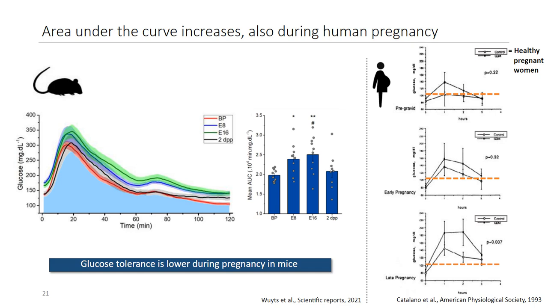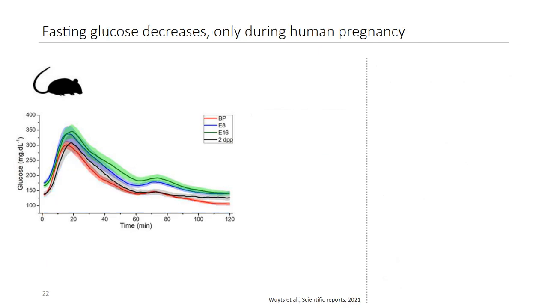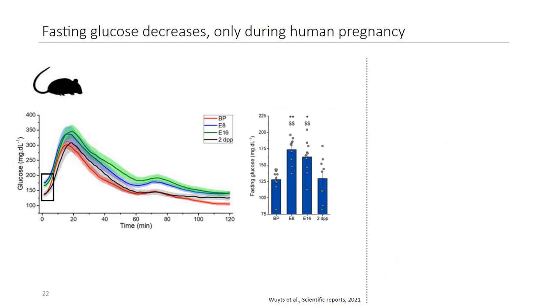So in the graphs on the right, you can observe the orange line, which is the peak blood glucose level of the women before pregnancy. And you see that in early and late pregnancy, these values are all higher. But we can also look at the fasting glucose values. And again, we see that the fasting glucose values are increased during pregnancy compared to before and after pregnancy.